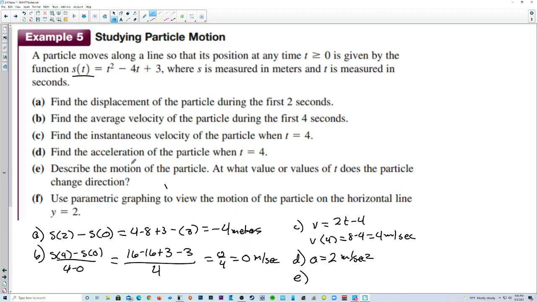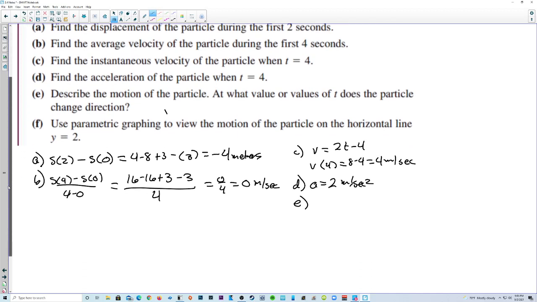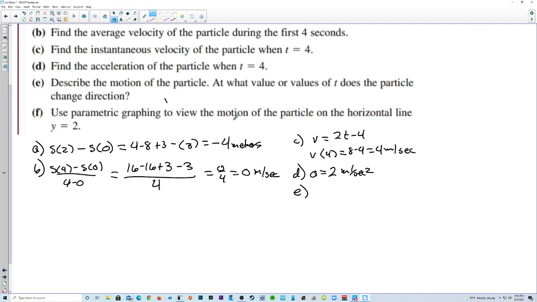Letter E, describe the motion of the particle. At what value or values of t does the particle change direction? So the way that we're going to describe the motion is a little different than what the book does. We're going to say where the particle is stopped, where it's moving to the right, and when it's moving to the left. Now we know it's stopped when the velocity is 0. So 0 is equal to 2t minus 4, add 4, divide by 2. So it's stopped when t is equal to 2.